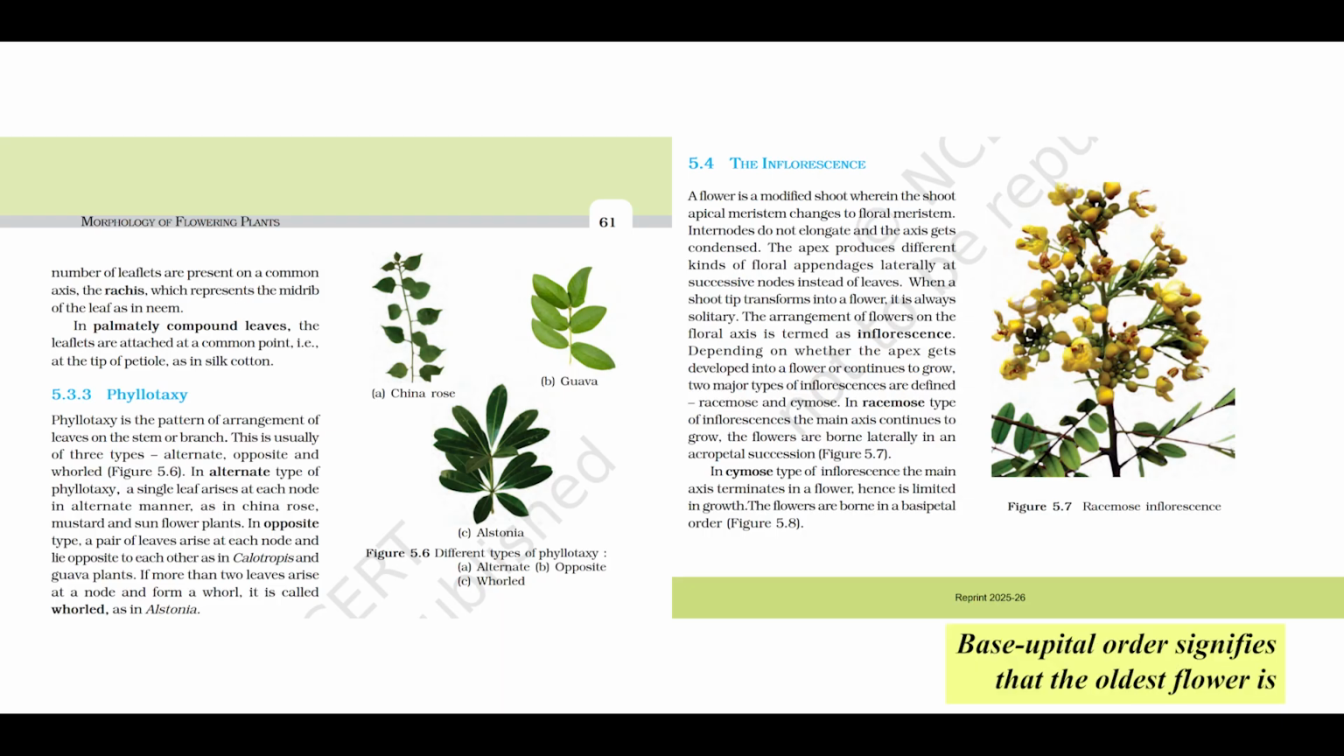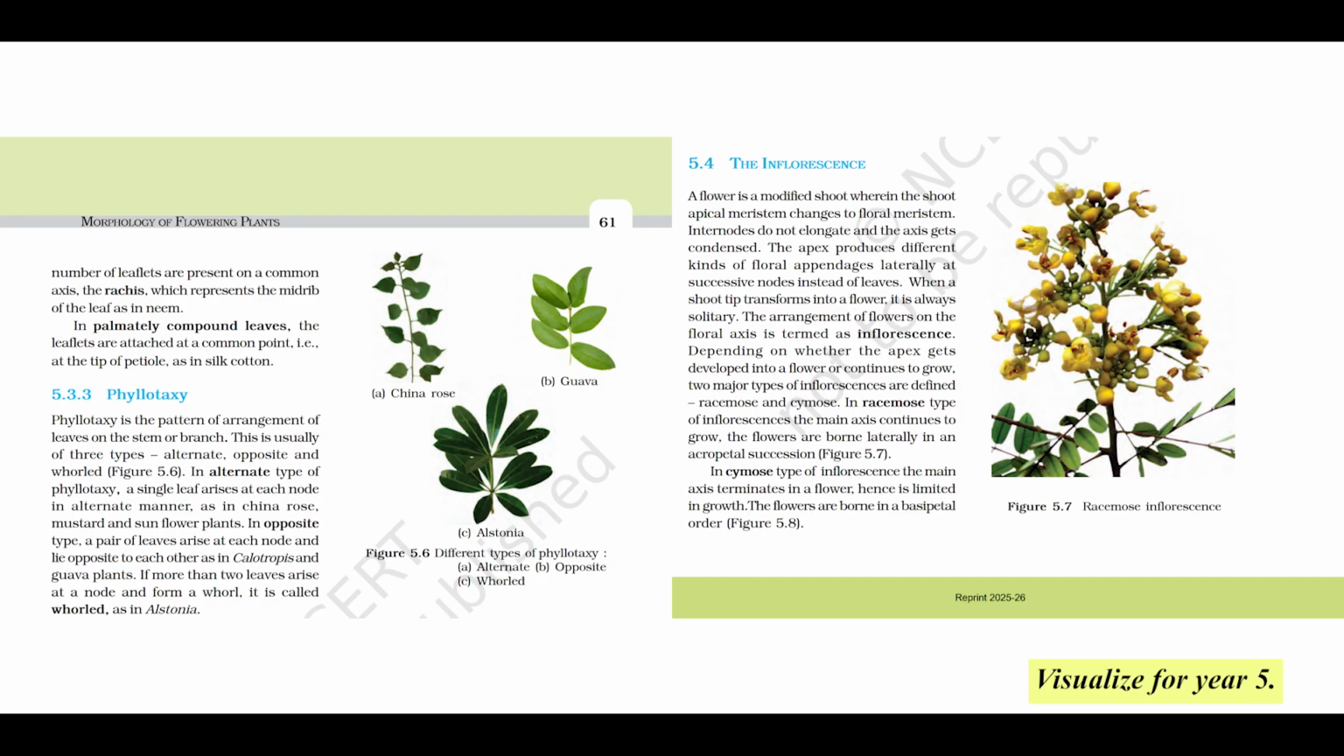Precisely. Basipetal order signifies that the oldest flower is located at the apex, the one that terminated the main axis, and the younger flowers develop below it or towards the base of the inflorescence, often on lateral branches that arise below the terminal flower. So the oldest flower is always at the top, and newer ones branch out from beneath.